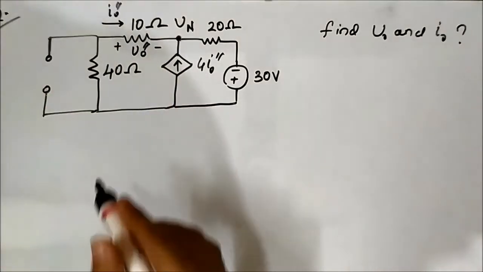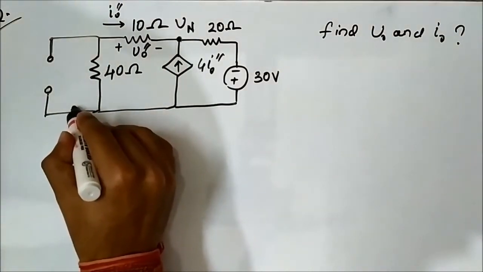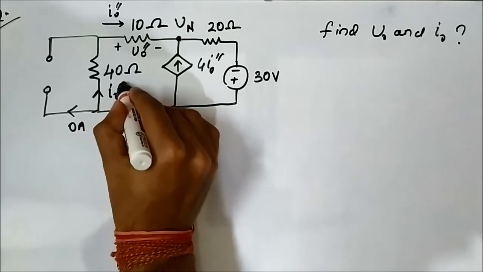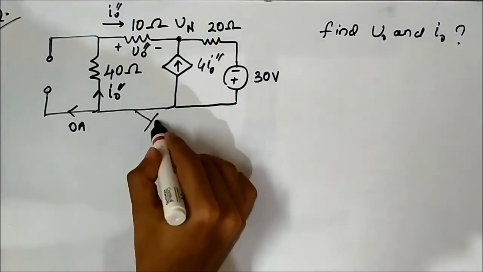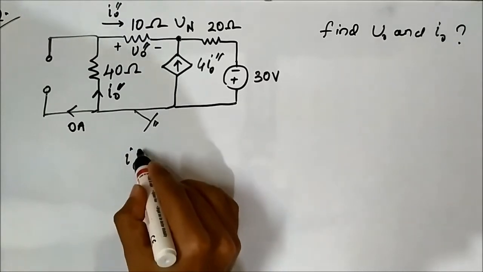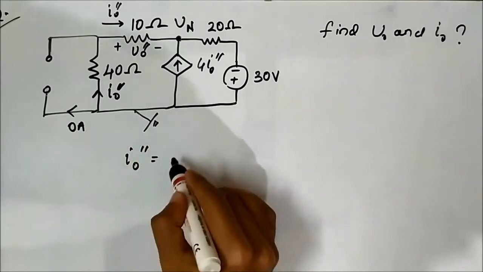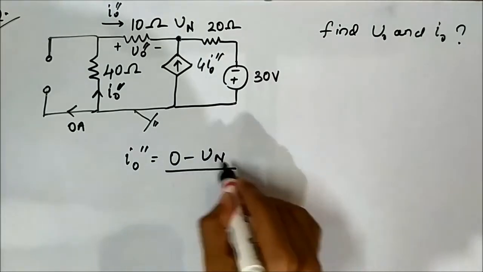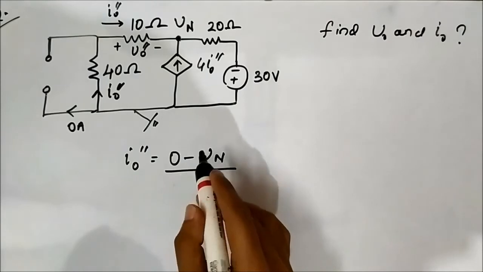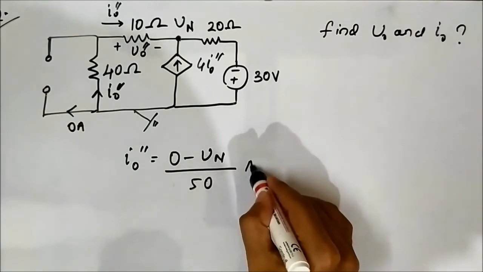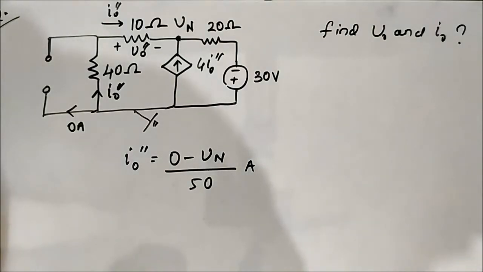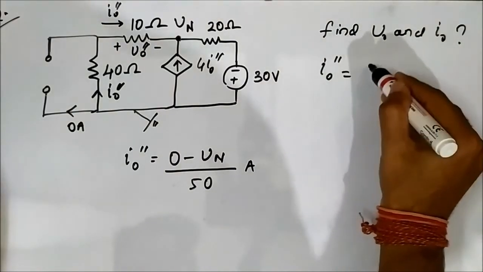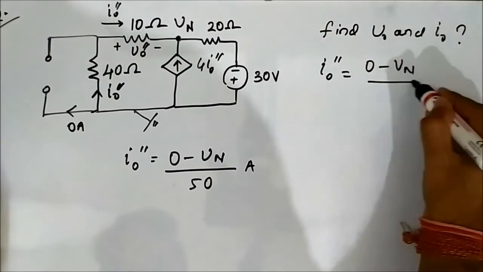So here there is 0 ampere current, so it means this I0 double dash will also flow through the 40 ohm. This is connected to ground, so we can write I0 double dash is equal to ground minus Vn by the total resistance, which is 40 plus 10, which is equal to 50 ohm, this much ampere. This is very important. Let us write it down here for our reference: 0 minus Vn by 50.